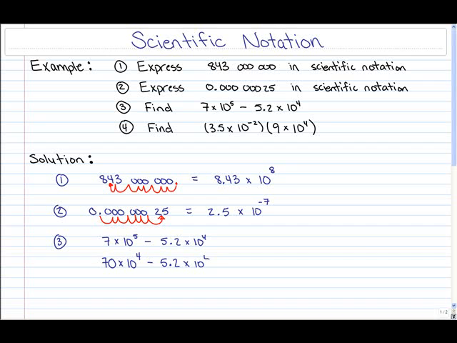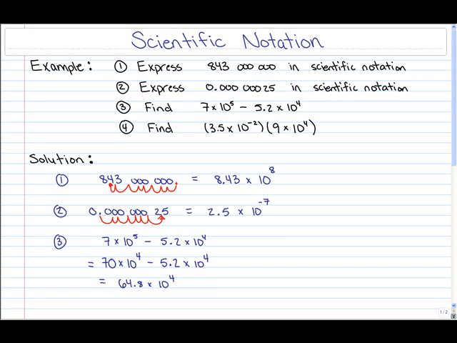Now we have the exact same powers, and all we have to do now is subtract these two numbers, 70 minus 5.2. 70 minus 5.2 gives me 64.8 times 10 to the power 4, because we have the same exponent.